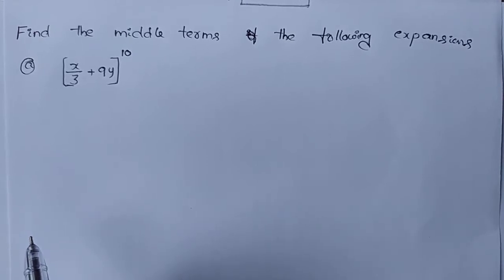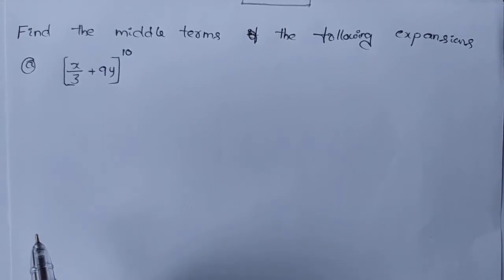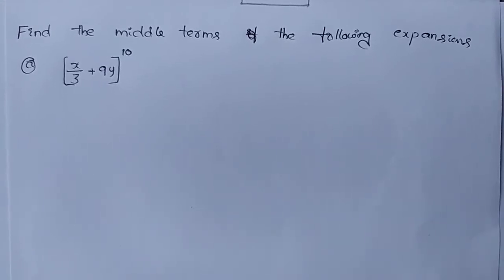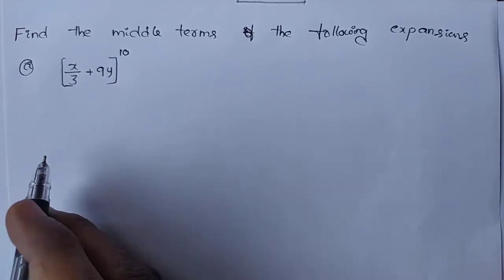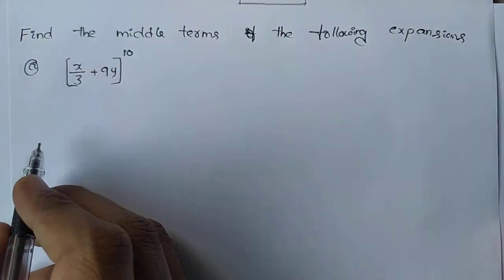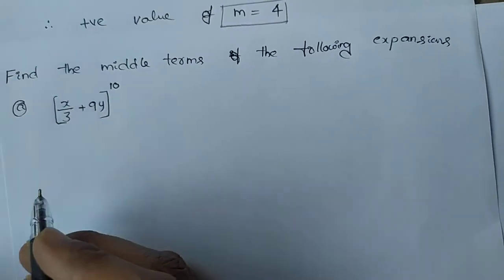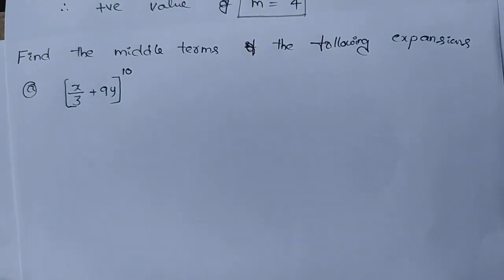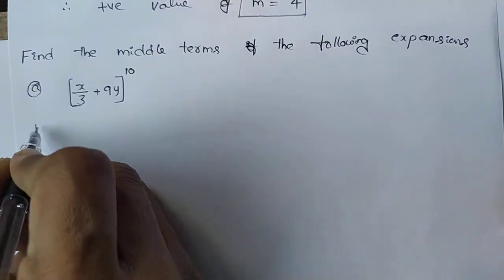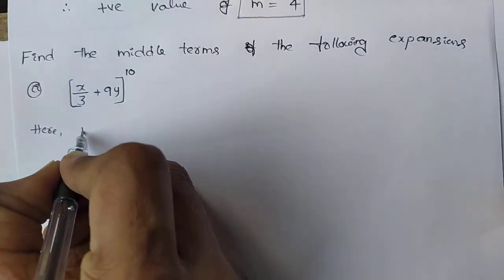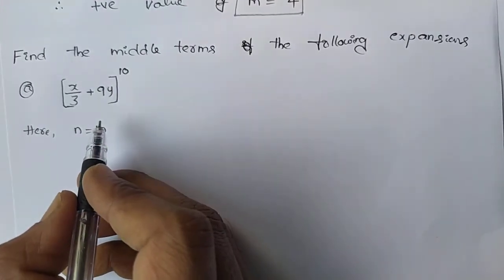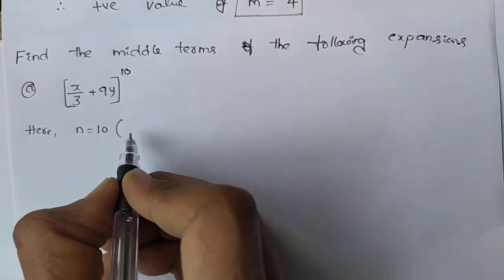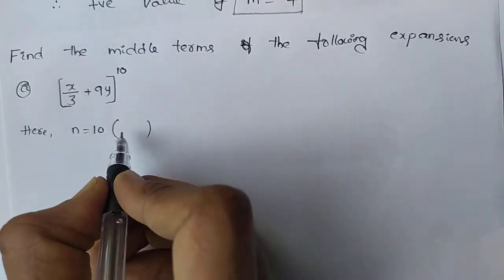Here we are going to learn finding the middle terms of the expansion. Before that, find the general term of the expansion. First find out its general term. Here n equals 10. The power is 10. Is it even or odd? n equals 10, 10 is even or odd?